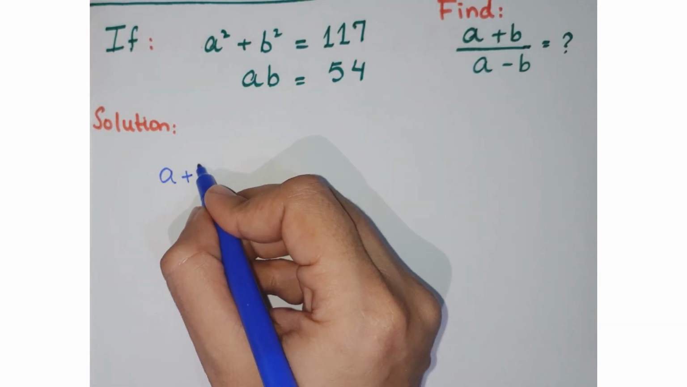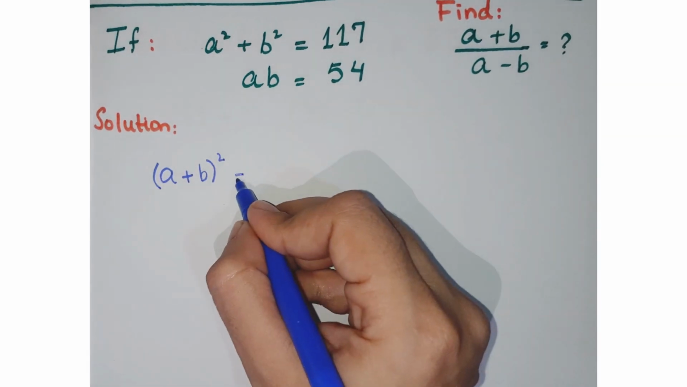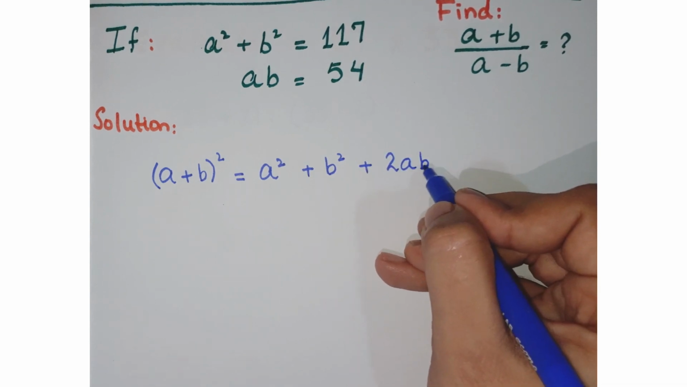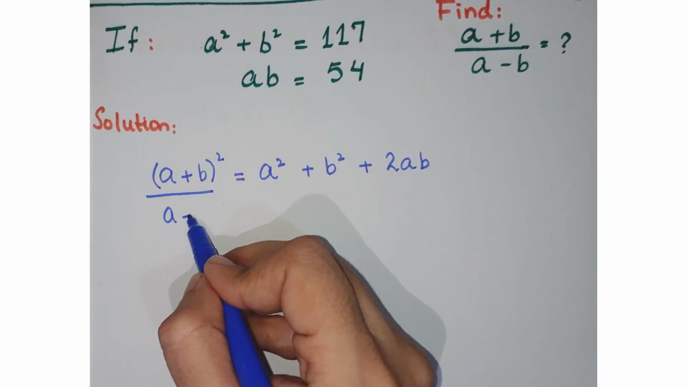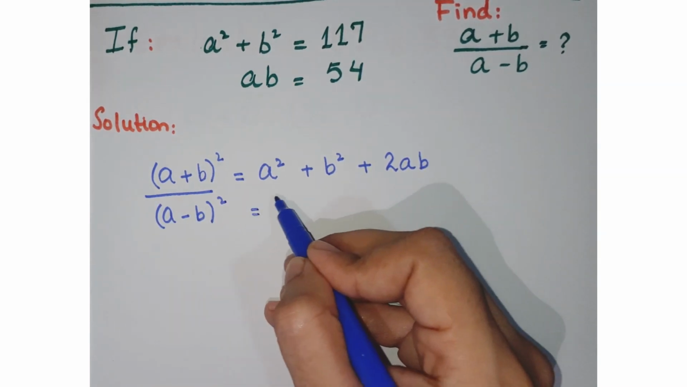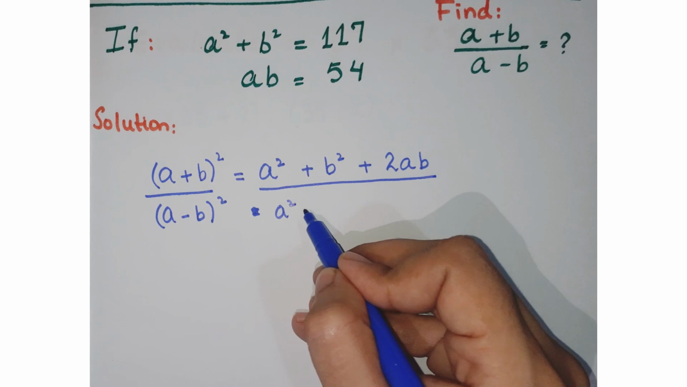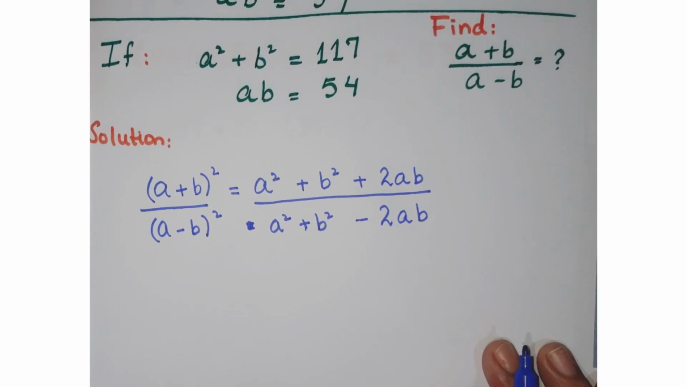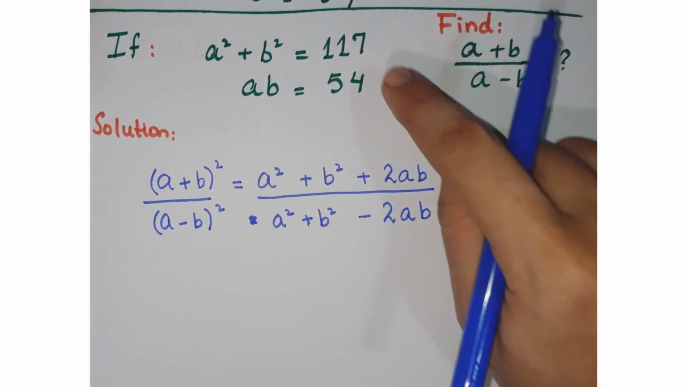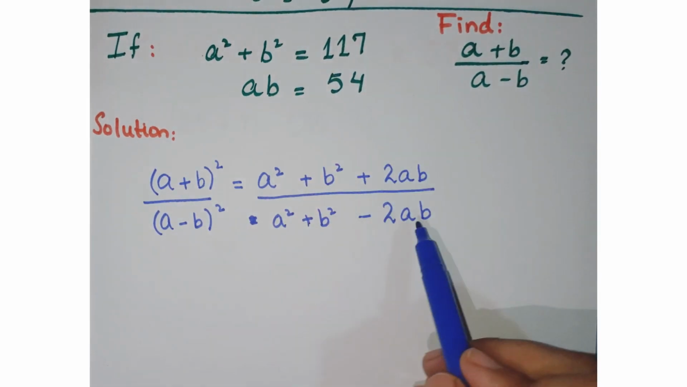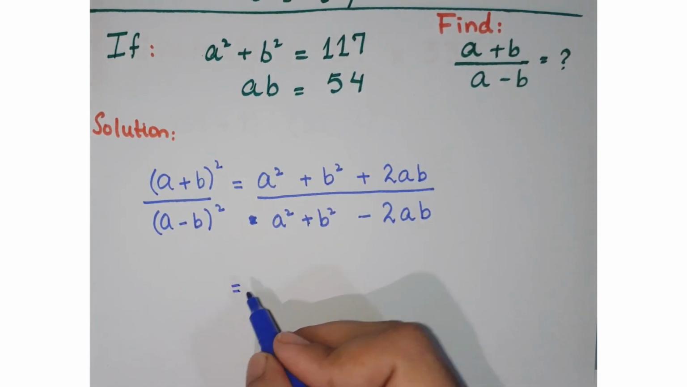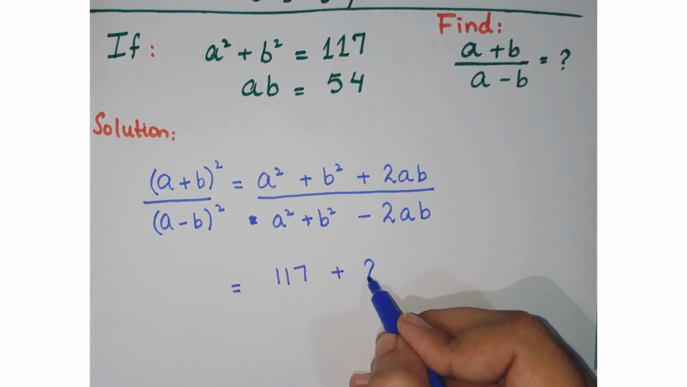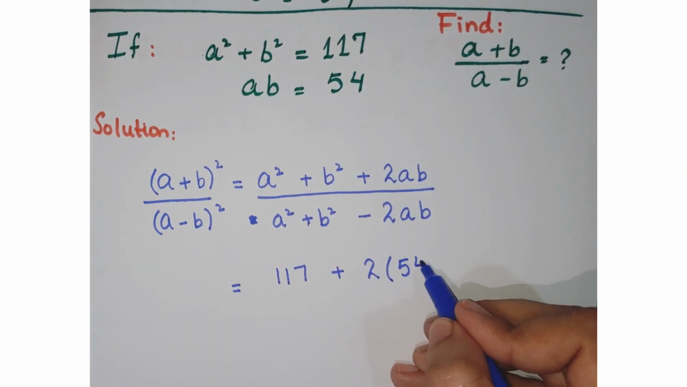That is, (a plus b) whole square is equal to a square plus b square plus 2ab, and (a minus b) whole square is equal to a square plus b square minus 2ab. These are algebraic identities. Right? Now, just look at the equation. The two values that are given in the equation, that is a square plus b square and ab, both values are given. So just put them in the equation. Put it in the numerator, that is you get here 117 plus 2 into ab, whose value is 54.